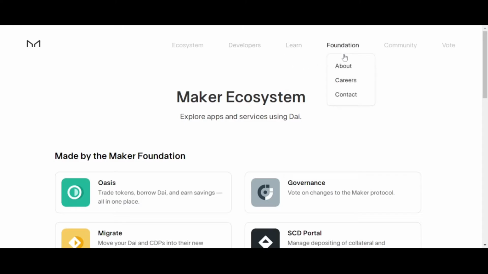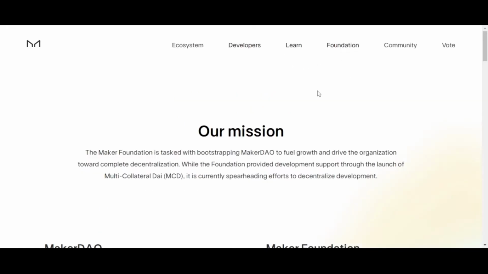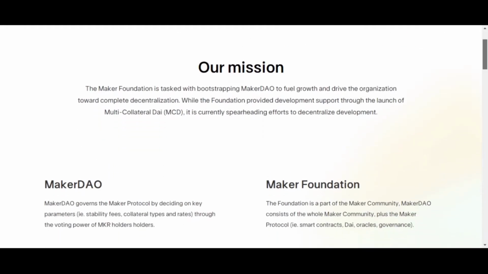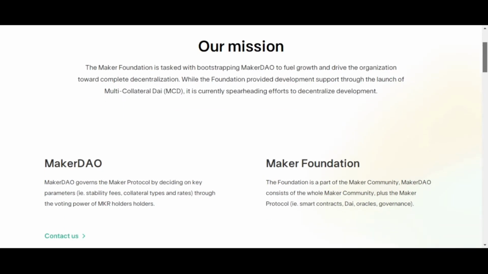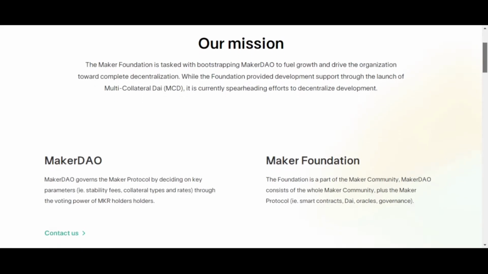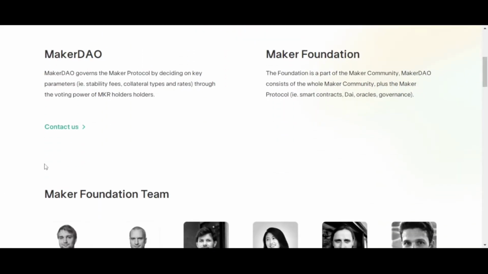So if you go to the foundation over here, you can see the Maker Foundation is tasked with bootstrapping MakerDAO to fuel growth and drive the organization towards complete decentralization. While the foundation provided development support through the launch of multi-collateral DAI, MCD, it is currently spearheading efforts to decentralize the development. So this is that foundation team. If you click on those other two links I was looking at above, it'll take you to the MakerDAO documentation, and then also their GitHub. That's important to look at, but this is interesting.